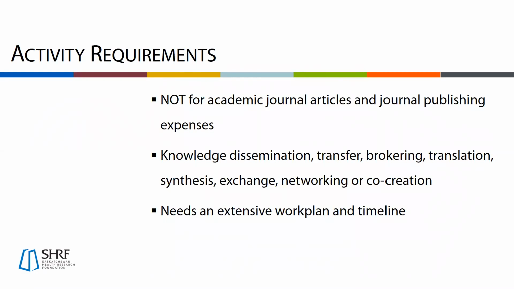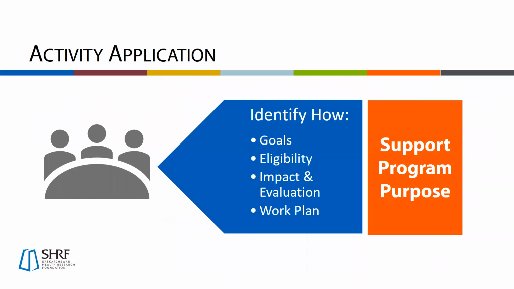When it comes to the activity requirements too, I'll talk a bit more about this in the application, but there does need to be an extensive work plan and timeline. So let's just get into that. Again, just like before, the application is very similar to the event. You'll need to have a summary. You'll need to make sure that you identify what the goals and the relevance of your activity is. Be very clear on those, then we can see here's your activity and this is the goal of it and this is how it's relevant to Saskatchewan and to SHRF.